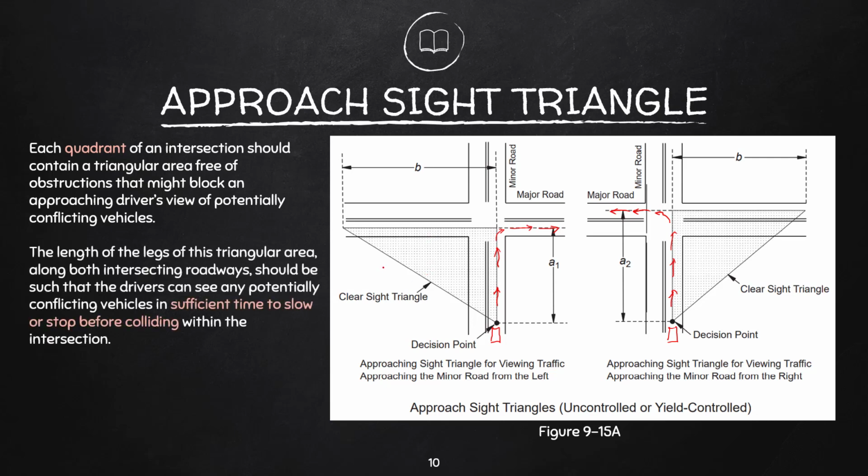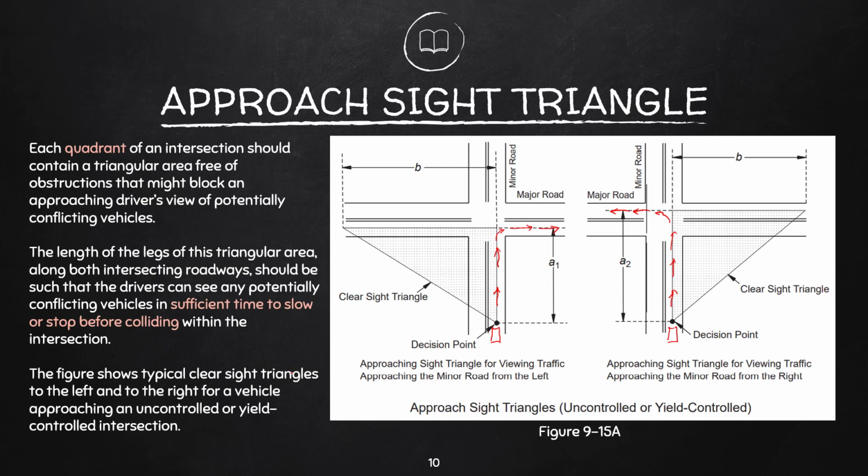The length of the legs of this triangular area along both intersecting roadways should be such that the drivers can see potentially conflicting vehicles in sufficient time to slow or stop before colliding within the intersection. The figure shows typical clear sight triangles to the left and to the right for a vehicle approaching an uncontrolled or yield-controlled intersection. When you say uncontrolled or yield-controlled, meaning there are no traffic lights or traffic control devices that are provided. It depends on the judgment of the drivers that is passing through these intersections.